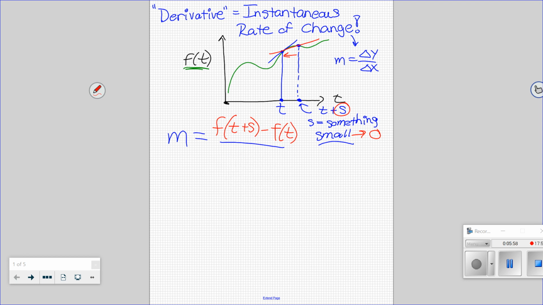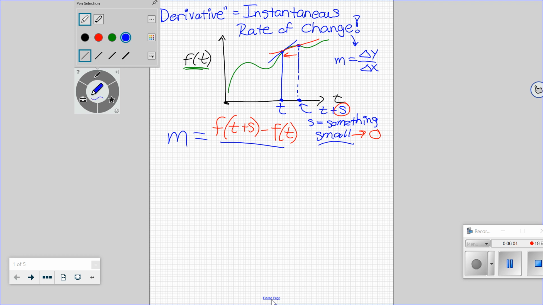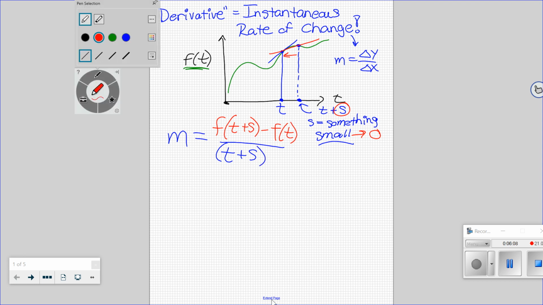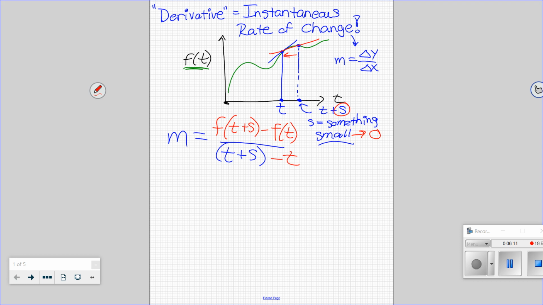Let's do that. It's t plus s, parentheses for my own sanity, minus t. Oh, so I'm going to actually divide by s. So I'm going to shrink this down and down and down until my divisor is small enough that I can agree that it's exactly the point I want. Okay, and I'm going to take the difference in those functions. Sounds simple enough, right? Any questions?